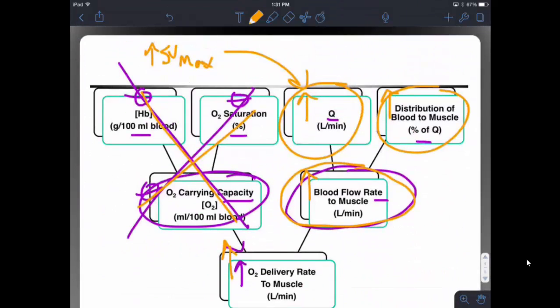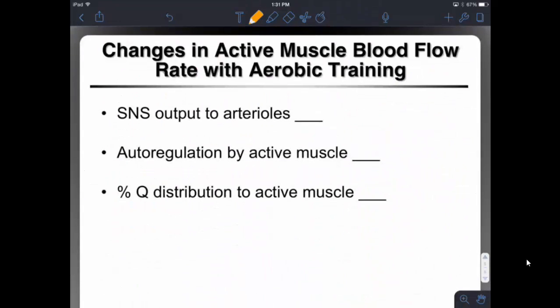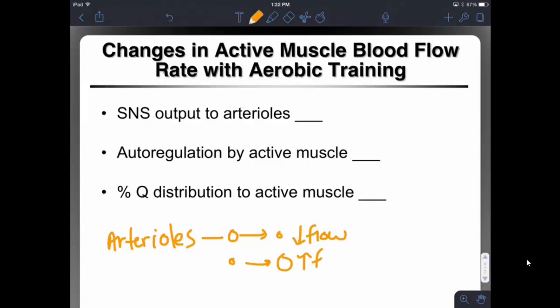All right, so let's talk about this. What happens with training such that we distribute more of your cardiac output to the muscle? Okay, and that goes back to vasodilation, vasoconstriction, because remember that arterioles determine where blood flow goes. Okay, if we constrict an arteriole, you decrease flow to that area. If we dilate an arteriole, we increase flow to that area.